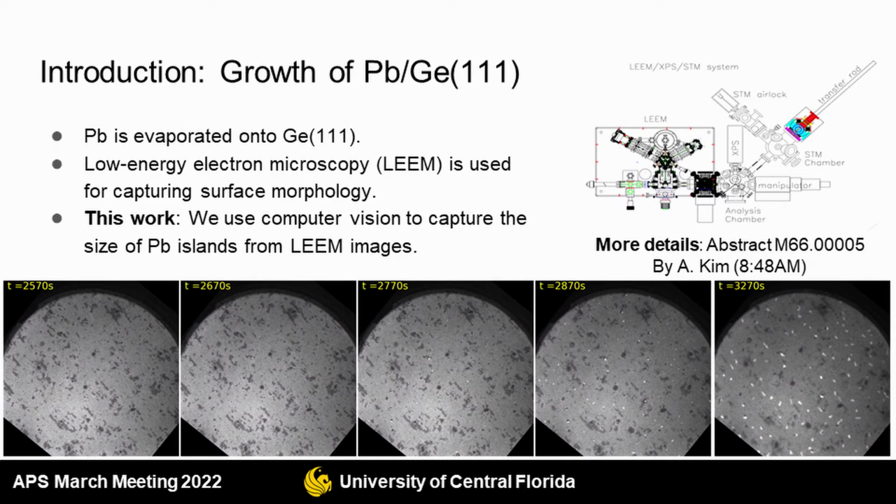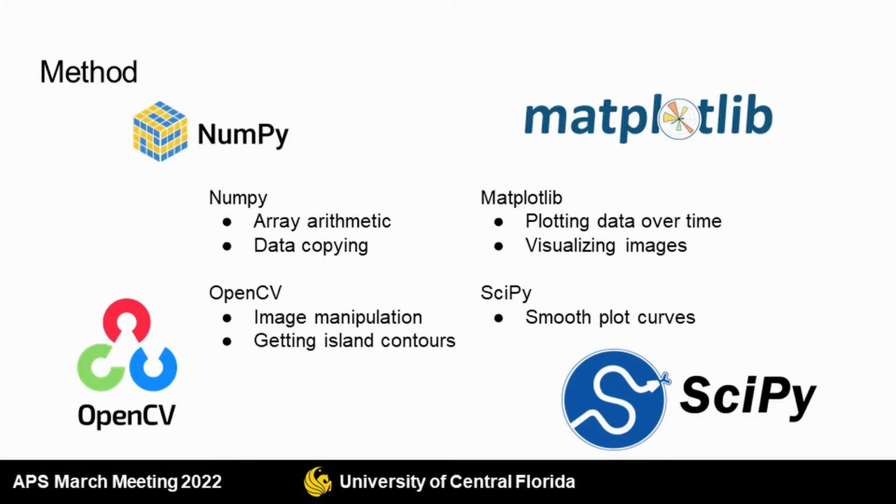However, when we first started our analysis, we found that at a time way before the human eye could see, there were actually lead islands growing. So with this, we're able to have a more accurate result of the critical coverage. For our algorithm, we mainly used 4 libraries. NumPy for our array arithmetic and data copying, OpenCV for our image manipulation and getting island contours, Matplotlib for plotting our results that will be shown at the end, and SciPy for smoothing those result curves.